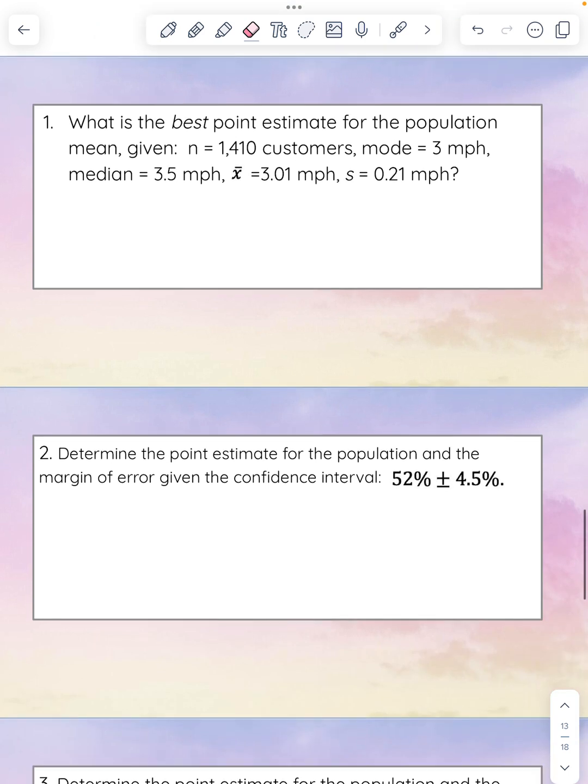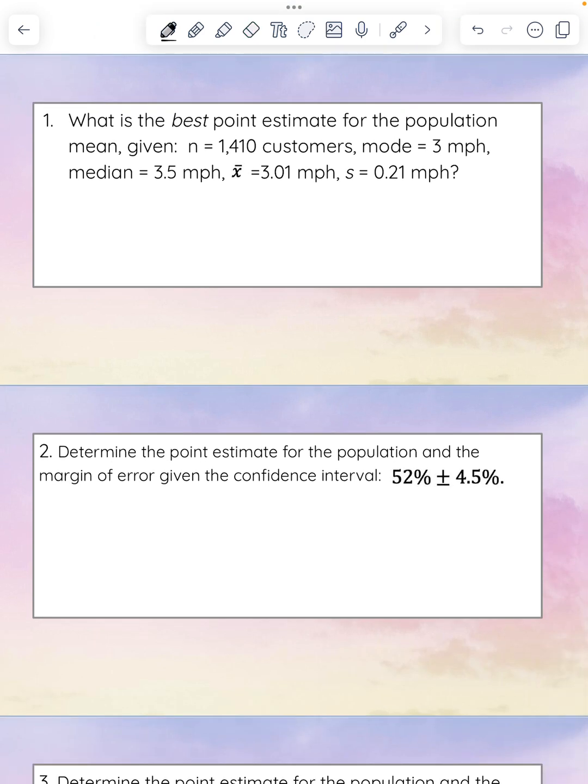Okay, now for some examples we did as a class. What is the best point estimate for the population mean? Given N is 1410 customers, the mode is 3 miles per hour, median is 3.5 miles per hour, X bar, the average, is 3.01 miles per hour, and the standard deviation is 0.21. Well, if I'm trying to estimate the population mean, the best point estimate would be the sample mean. So it would be 3.01 miles per hour.